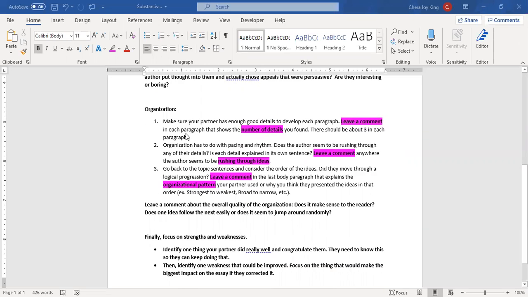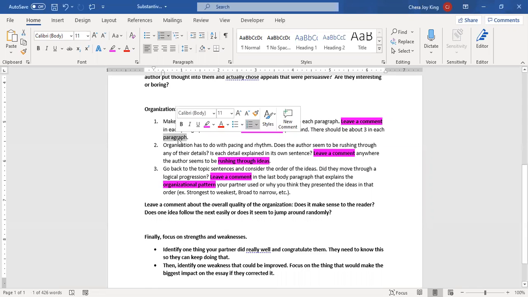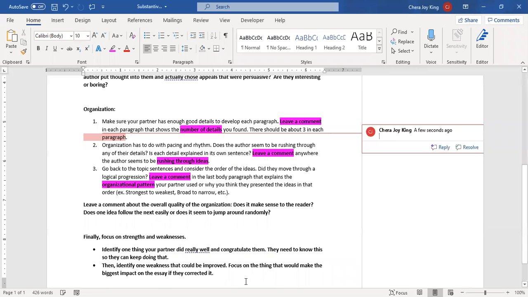So this first point has a little bit more to do with ideas and content, but like I said before, they overlap and they're very similar. So first, what we need to do is make sure that your partner has enough good details to develop the paragraph. Remember from your outline that we had 3 details per paragraph. So I would like for you to leave a comment in each paragraph that shows the number of details you found. So in this paragraph, if I found 3 details, I'm just going to put the number 3 there. Or if I only found 1 detail, I'm going to put the number 1 there.